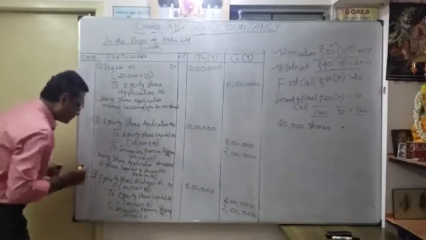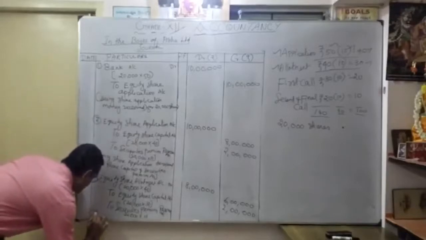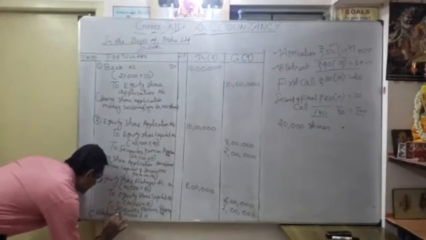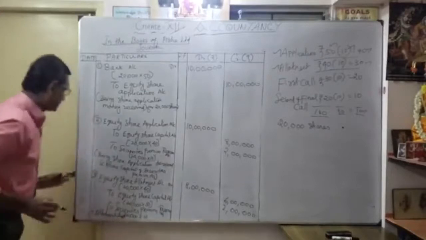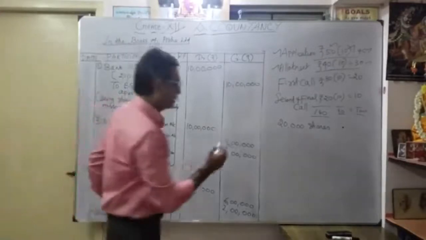Here allotment due. Simply I write it here. Allotment due entry. This is called allotment due entry. Okay. Now, what is my fourth transaction? I will write it here.